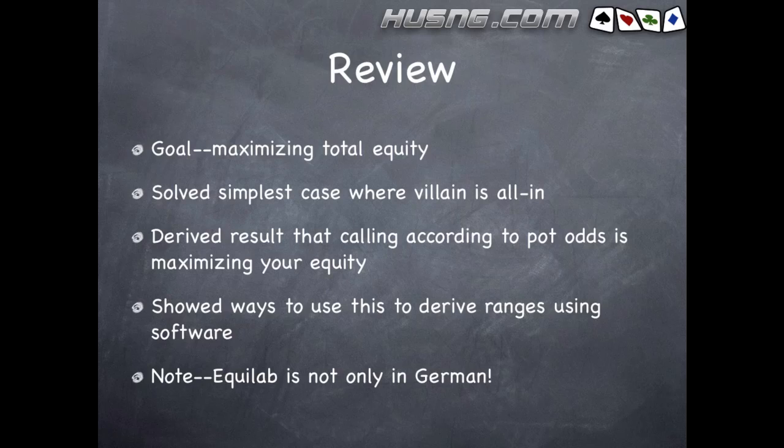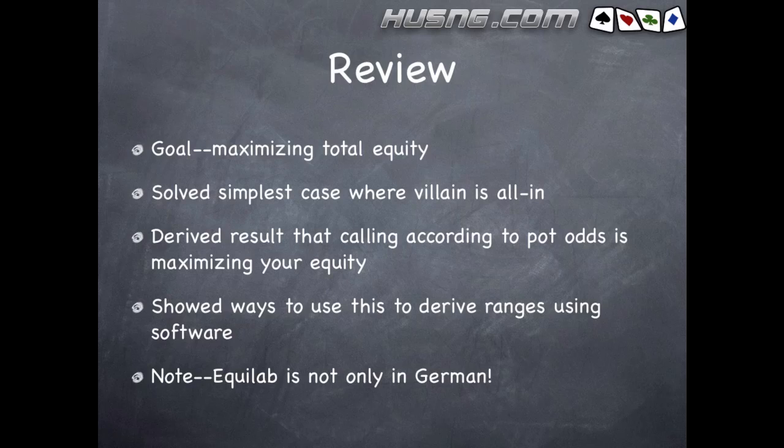In the first part we solved the simplest case where the villain is all in. And basically the result that we derived was just that calling according to pot odds is maximizing your equity. That's why pot odds are correct in those cases where people go all in: when you call according to them, you are maximizing your equity.